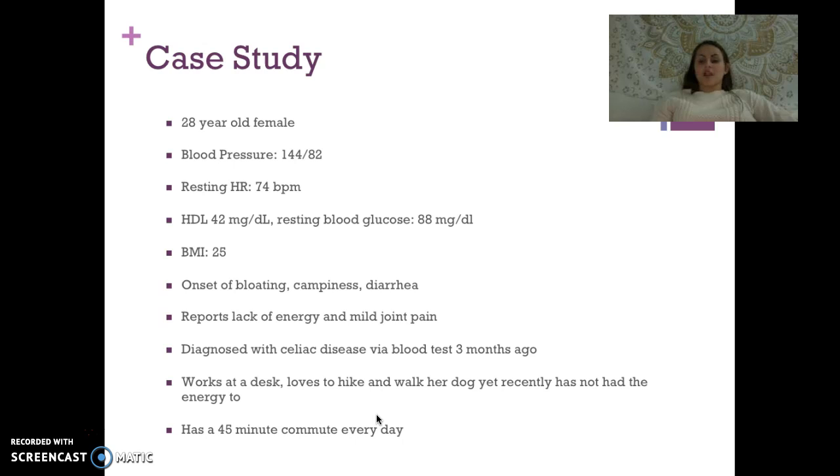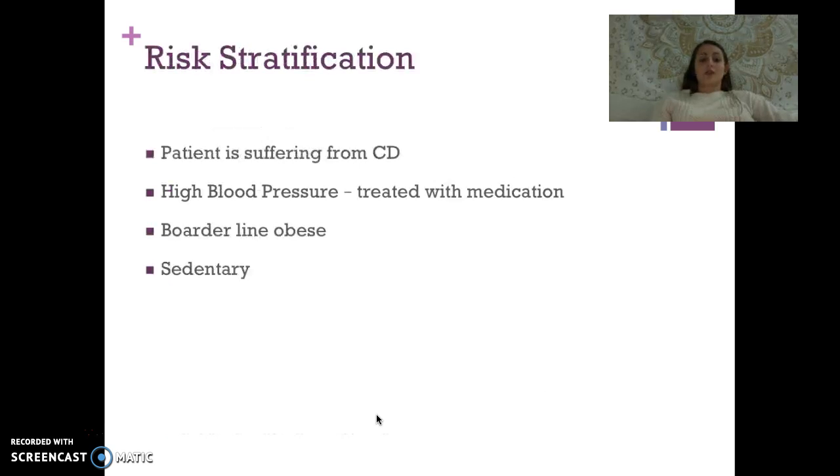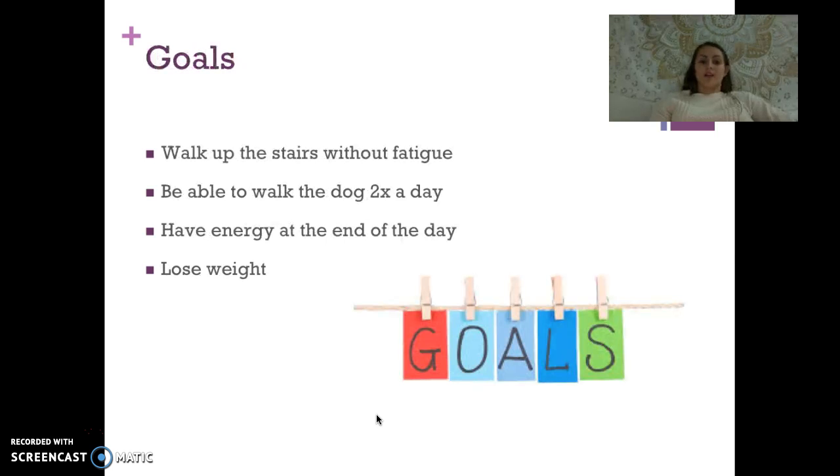But she says that she likes to hike and walk her dog, but recently hasn't had the energy to do so. So she is suffering from celiac disease, but she also has high blood pressure, which is being treated with medication, and she is borderline obese. This can be due to her sedentary lifestyle. So goals that we have set up is walking up the stairs without fatigue, being able to walk her dog at least twice a day, and having energy at the end of the day, and then also losing weight.